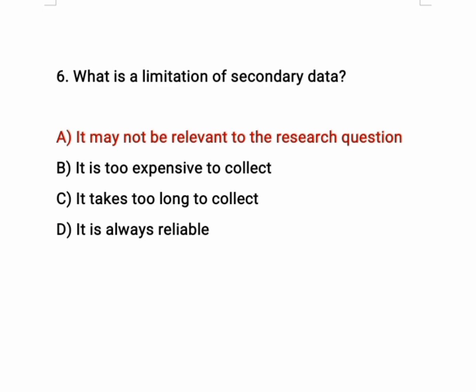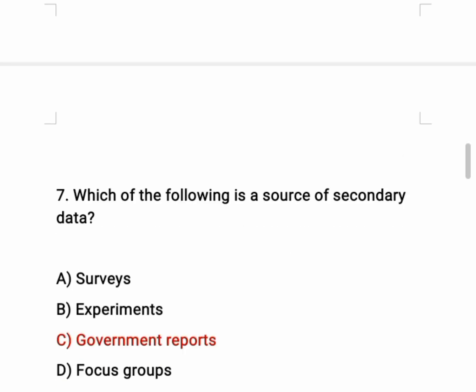Okay, question number 6. What is a limitation of secondary data? The correct option is A. It may not be relevant to the research question is a limitation of secondary data.